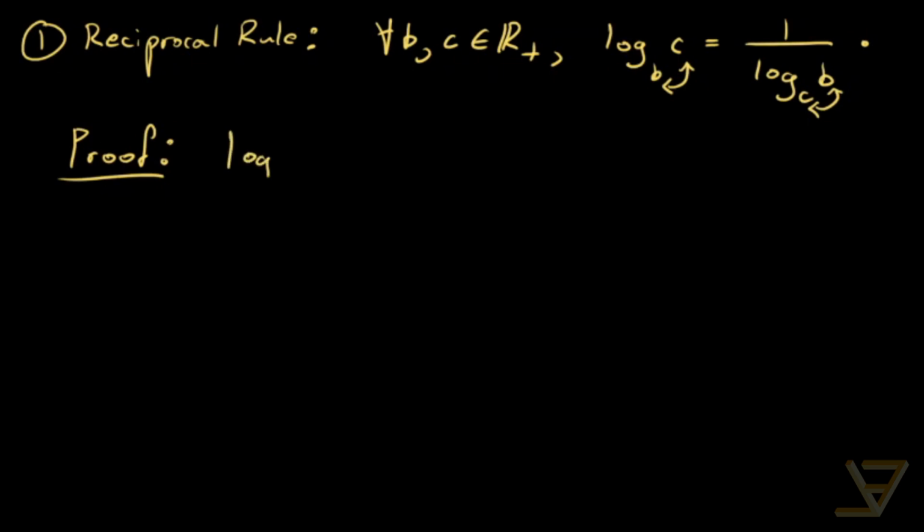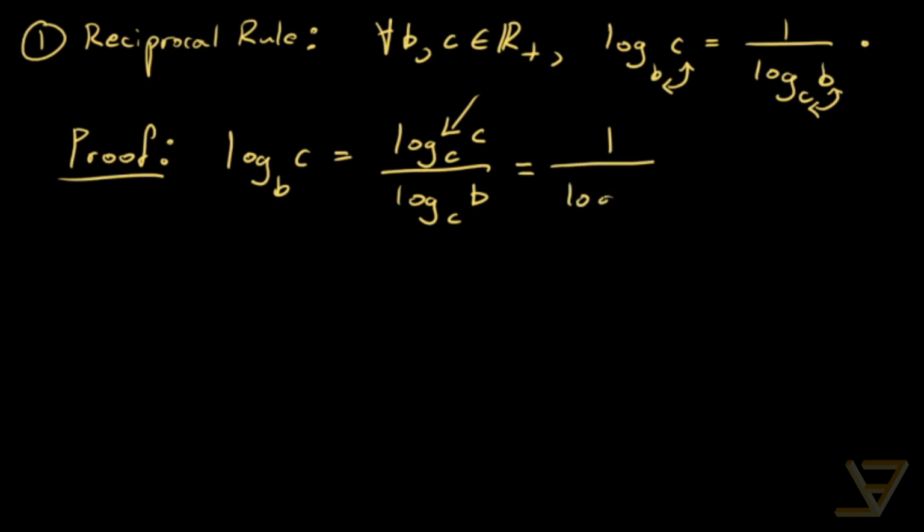We have that log base b of c can be decomposed as log base c of c over log base c of b, and it really boils down to computing the numerator, and since c to the power of 1 is equal to c, the numerator is just 1, and we get 1 over log base c of b as desired.